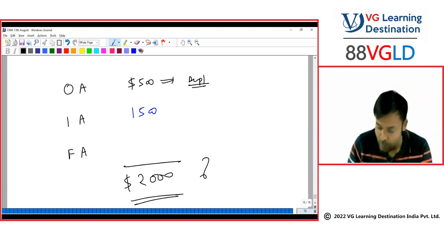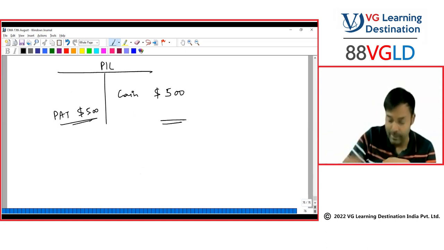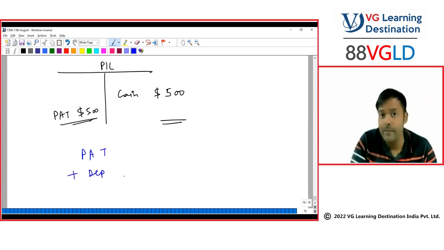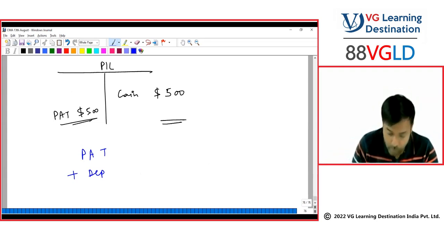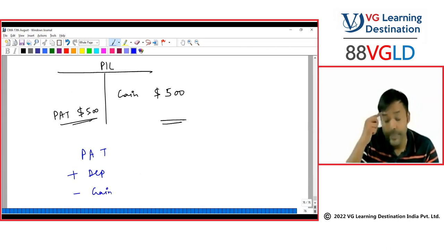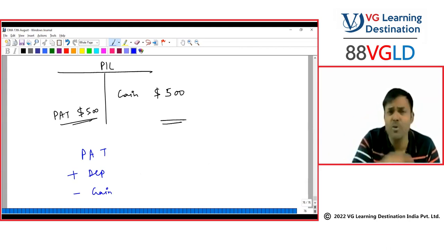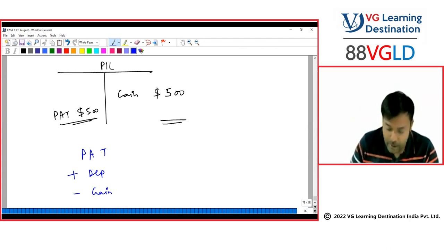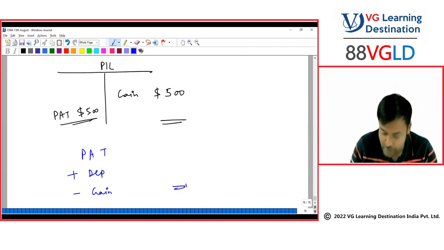That is why, whenever we are starting with the PAT in the indirect method, we are going to add the depreciation. And if you are having any gain, we are going to reduce the gain. People generally get confused in that case. Gain should be added, so why are we reducing the gain? We are reducing the gain, guys, to avoid the duplication. Is that point clear, everyone?